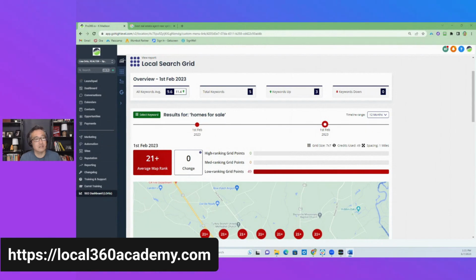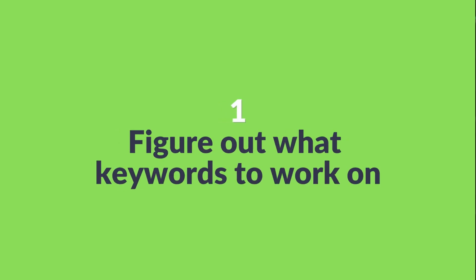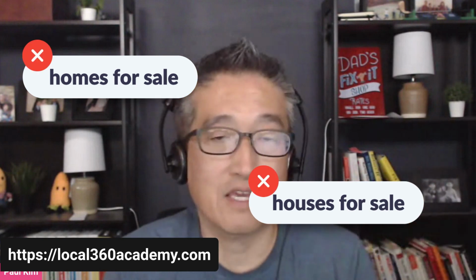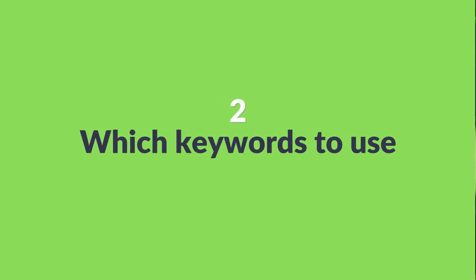So how does this local search grid help? It helps you to figure out which keywords to work on, right? Like for example, what we just saw, homes for sale and houses for sale. She's not ranking for those keywords. Now, the other thing to consider is, which keywords do you focus on?